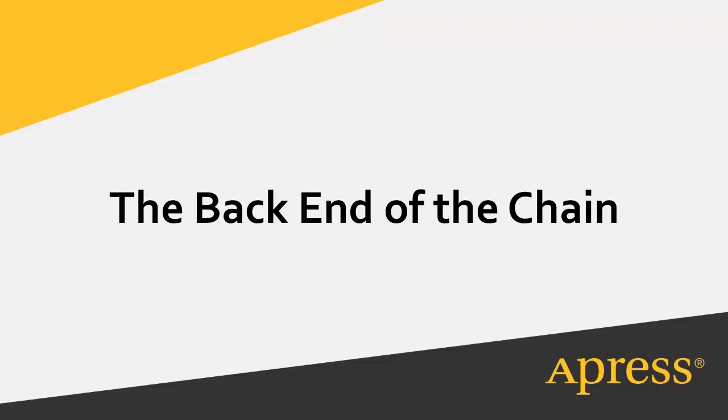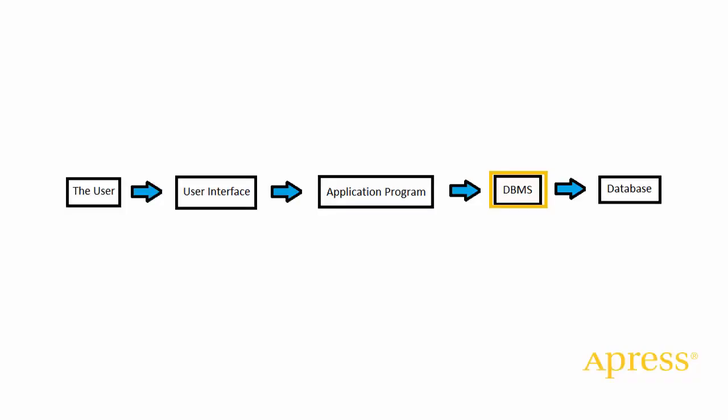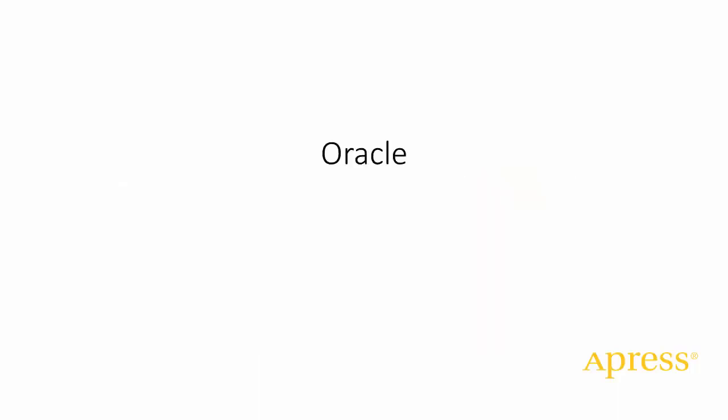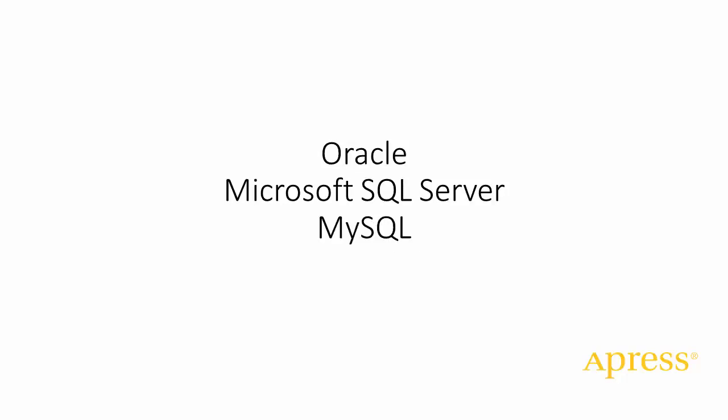The fourth link in the data processing chain is the Database Management System, or DBMS. It's the tool used by application programmers to create, maintain, query, and ultimately dispose of databases. Oracle, Microsoft SQL Server, MySQL, and PostgreSQL are examples of database management systems.